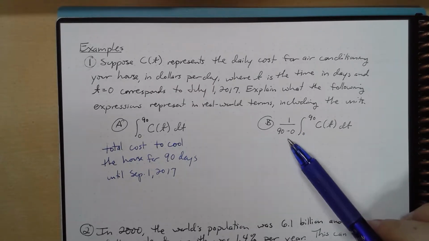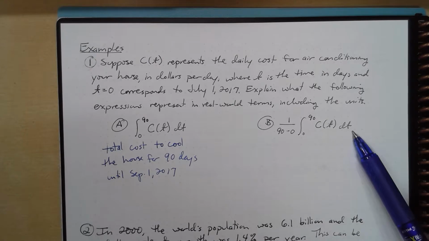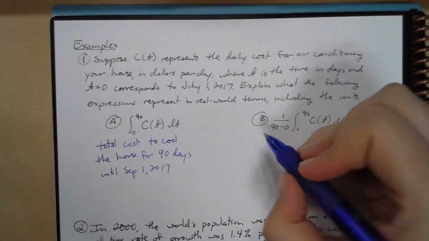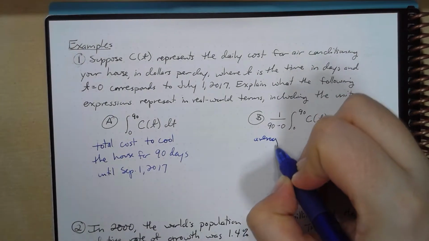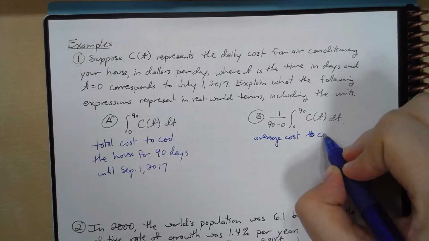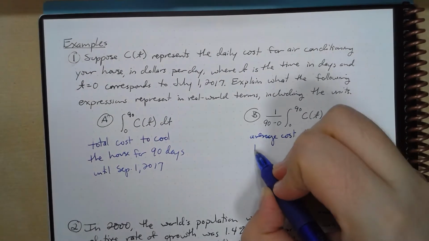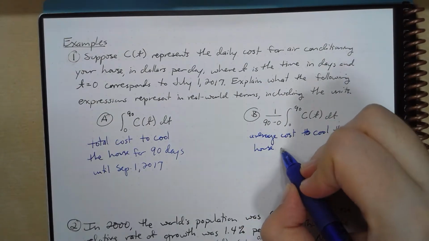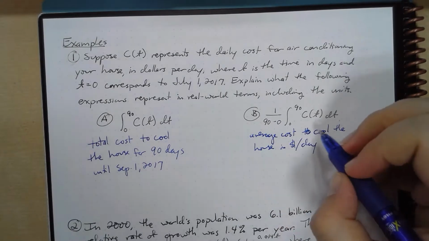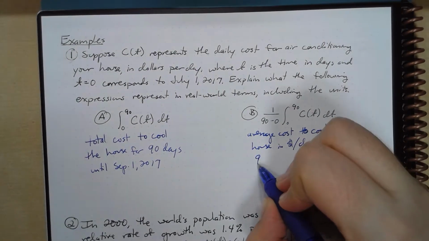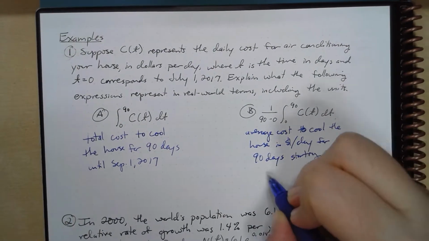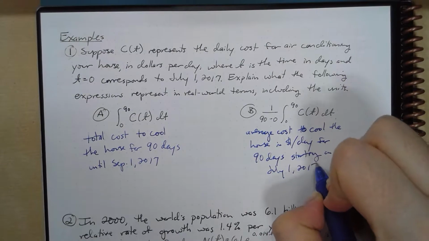But what's this, 1 over 90 minus 0 times the integral from 0 to 90 of C of t dt? Well, that's not just going to be the total cost. That's going to be the average cost. That's our average cost to cool the house. What's that unit? In dollars per day for 90 days, starting on July 1, 2017, right?